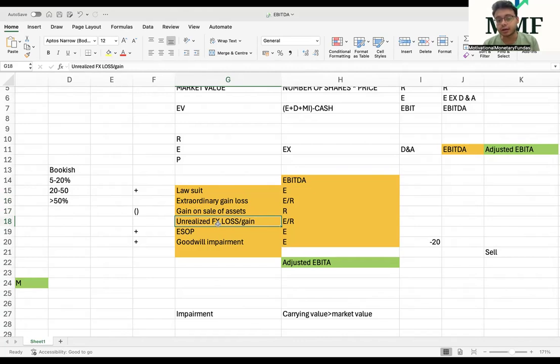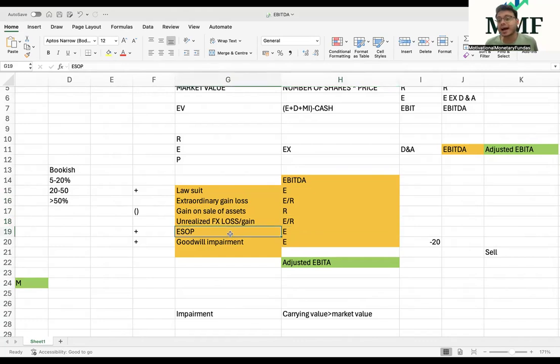Unrealized FX loss, gain, or adjustment. Some kind of hedging positions might have been taken because the company might be dealing in exports or imports, and the company will be hedging its currency against the depreciation or the appreciation of the USD, depending upon the export or import business. So again, if it's a gain for you, just subtract it. If it's a loss for you, add it back.